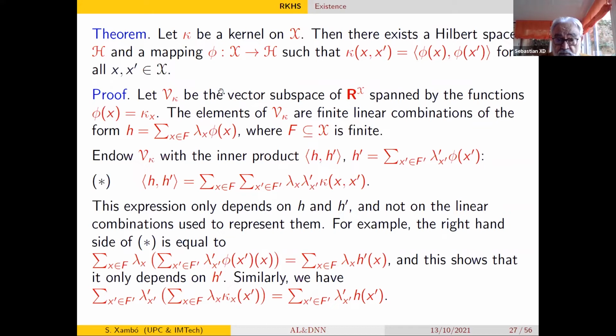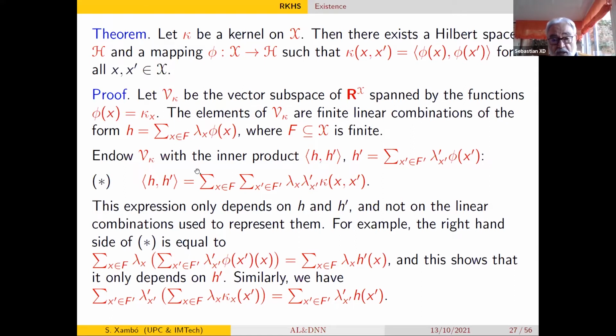Let V_kappa be the vector space of functions from X to R spanned by the functions phi of x. The elements of V_kappa are finite linear combinations of the form, as said before, over a finite set. You take the combination, and if you take any two of these, h and h prime, so another finite linear combination, then you define an inner product in V_kappa, B kappa, by this formula.